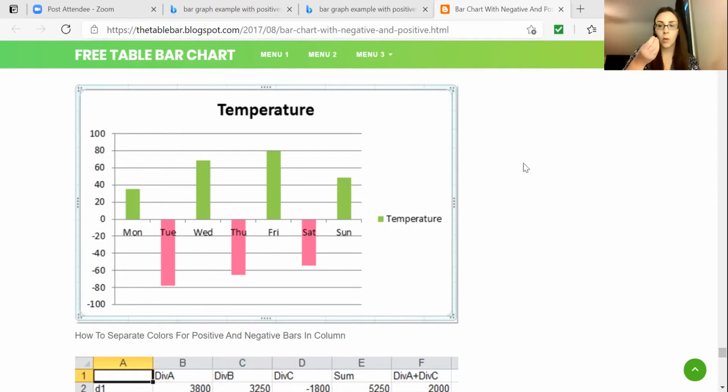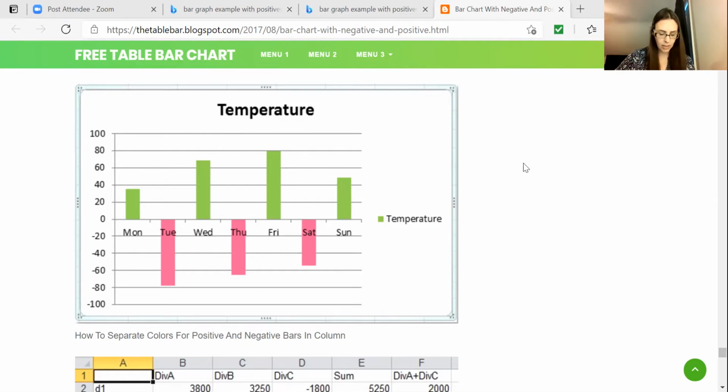When you have the bars that go underneath like this, here it's the pink colors, Tuesday, Thursday, and Saturday, these represent negative values. So our temperature on Tuesday was almost negative 80 degrees. The temperature on Thursday was about maybe negative 64, I'm estimating. And then Saturday looks like it was maybe around negative 56 degrees. So just want to show you an example where you could have bars going above and below the axis, although it's probably not as common as our regular bar graphs.